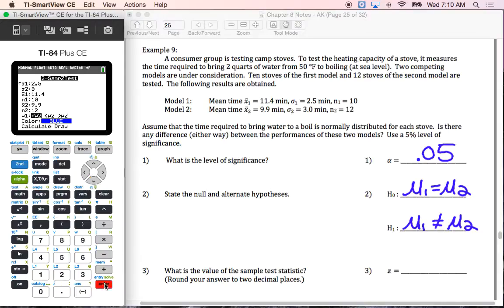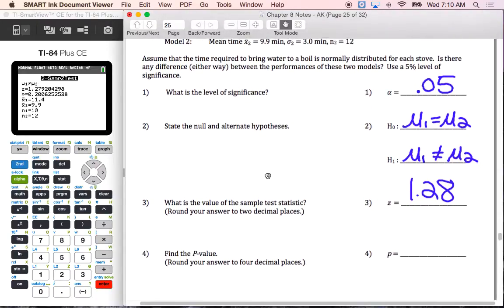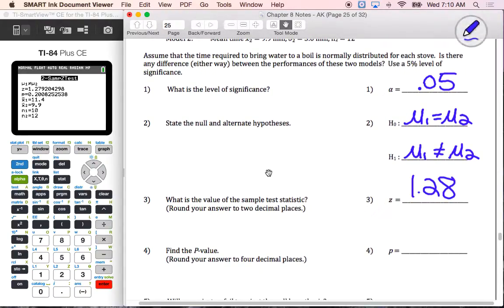So you're going to hit your calculate. They're going to give you a lot of numbers there. The main thing is we need our z and our p, just like we did before. So our z is 1.28. And then our p is 0.2008.